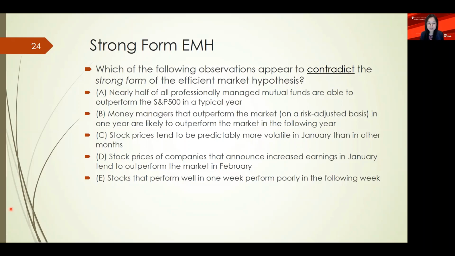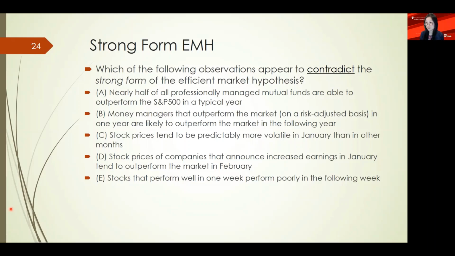And D, stock prices of companies that announce increased earnings in January tend to outperform in February. This is return prediction, right? So if you have increased earnings in January, they tend to do better next month, then you can buy this company to make abnormal profits. So D is a correct answer, right?